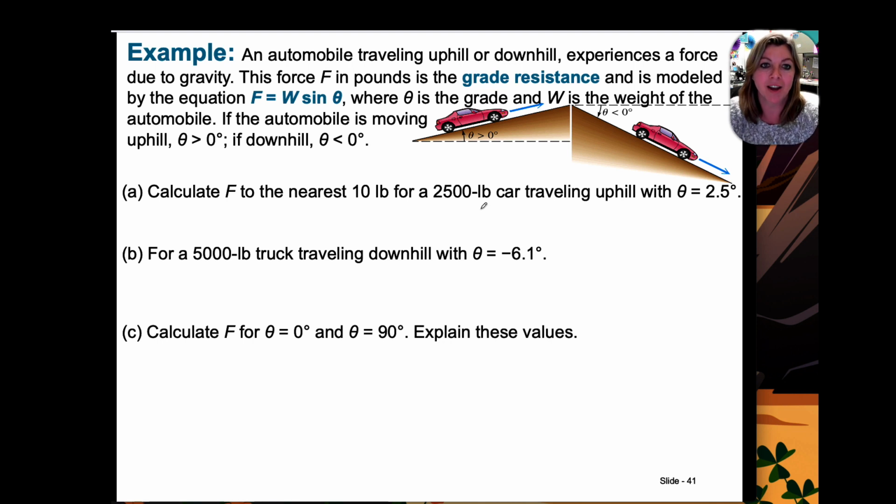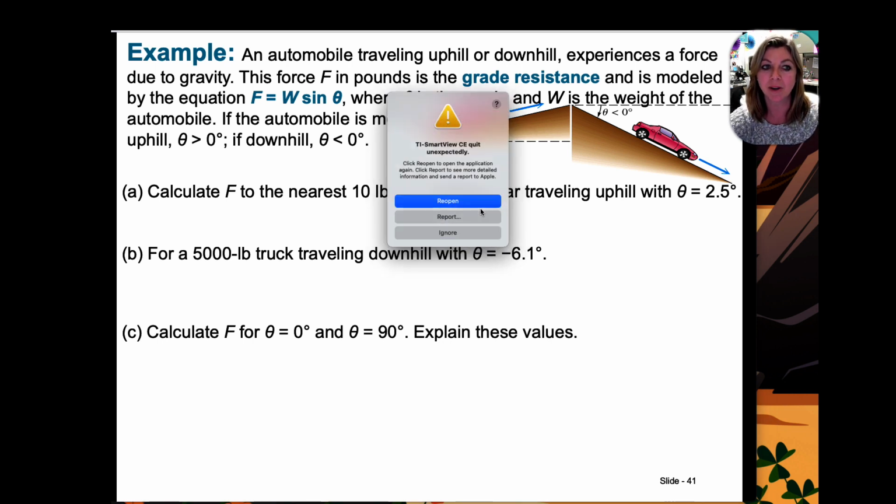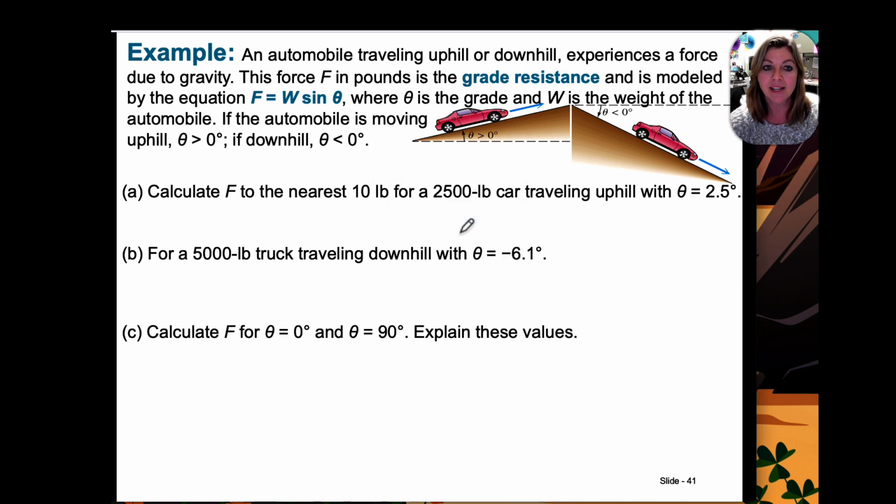Here we have an example. An automobile traveling uphill or downhill experiences a force due to gravity. This force, noted as capital F, in pounds, is the grade resistance and is modeled by the equation F equals W sine of theta, where theta is the grade and W is the weight of the automobile. If the automobile is moving uphill, then theta is positive, or greater than 0 degrees. If the automobile is moving downhill, then theta is negative, or less than 0 degrees. You can see those two situations here. We're going to do an example that works with each right now.